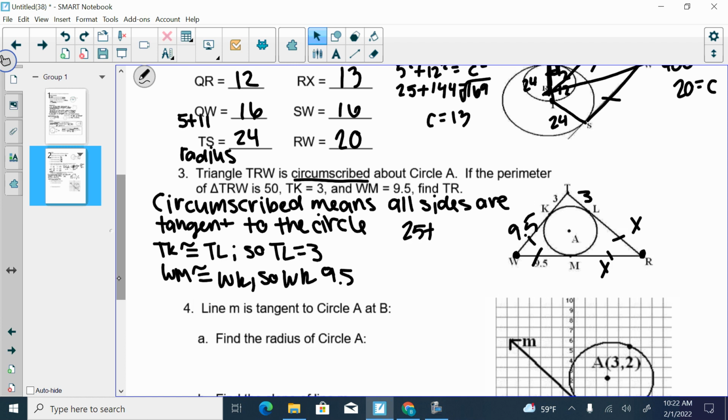Plus these two x's is equal to the perimeter of 50 that they gave us. Okay? And then we just solve for x. So 2x is equal to 25. So what is x? Good. So we now know that LR, because it's congruent to MR, must both be equal to 12.5. Okay. All right, we got one more.